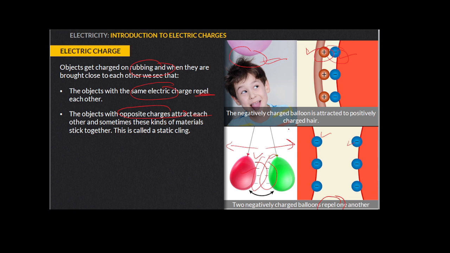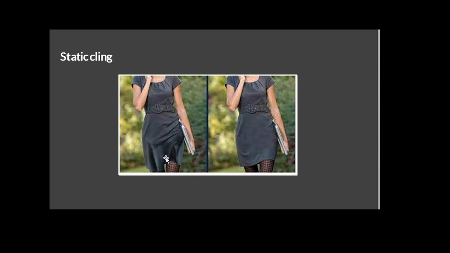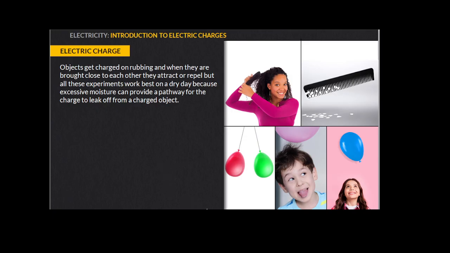Sometimes opposite charges attract so much that they stick together. This is what we call static cling. Like we can see in this example, the cloth is getting attracted to the body. This is an example of static cling. This is what we call static cling.